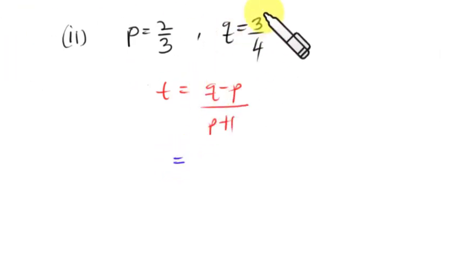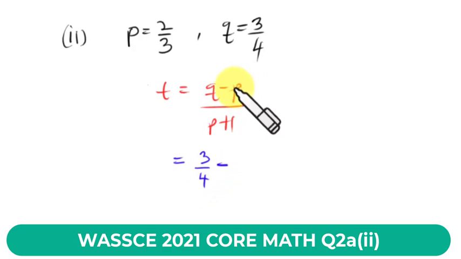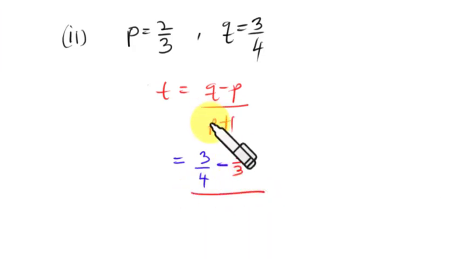What is Q here? Q is 3 out of 4. So where we see Q, we just write 3 out of 4 minus P, and P is 2 out of 3. So I'm going to write 2 out of 3 here. Okay, so all divided by P again, and where do we see P? P is 2 out of 3. So I'm going to write 2 out of 3 also here. Then we have plus 1.